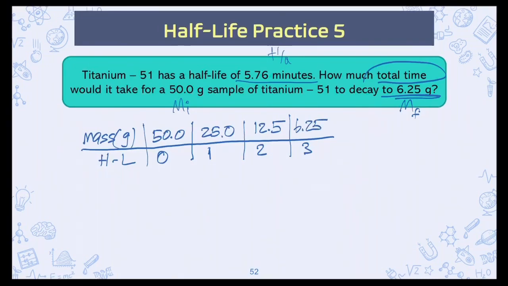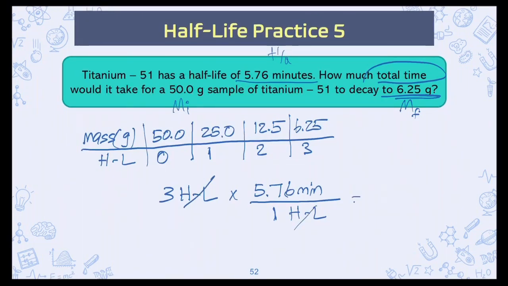Now this is showing us that after 3 half-lives, we end up with 6.25 grams. The question though is asking how much total time would it take? So it took us 3 half-lives to get to the stopping point. And if we know that there are 5.76 minutes in 1 half-life, that's given to us in the problem, all we have to do is multiply 3 times 5.76. So we can cancel out the half-lives, multiply across, and record our answer.